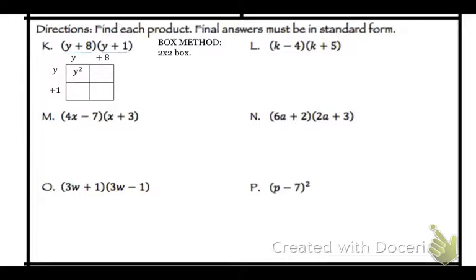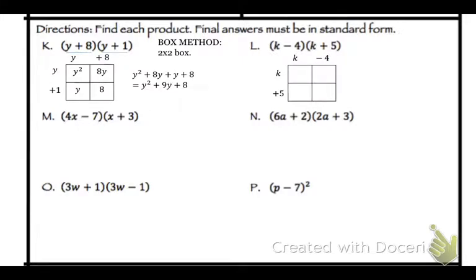Y times y is y squared. Y times 8 is 8y. Y times 1 is y. 8 times 1 is 8. Then we combine those, and you get y squared plus 9y plus 8. So it's really the same exact thing. It's just a different way of organizing it. So if you like foiling, FOIL by all means. If you don't and you want to use the box method, go for it. Okay, I personally use the box method more just because that's how I was taught and it makes sense. But they both give you the right answer.